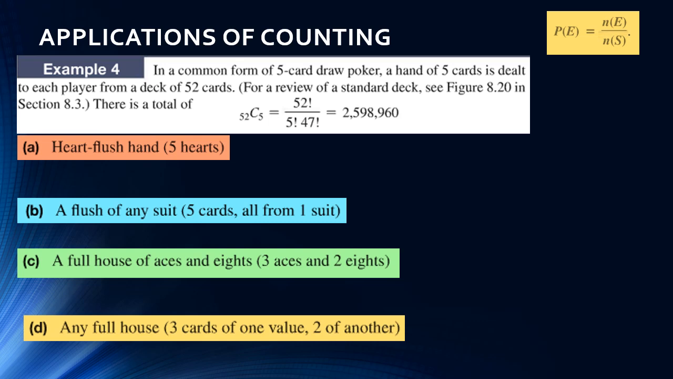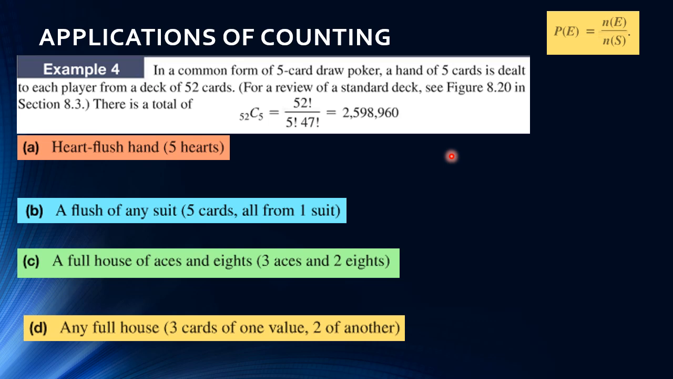So in a common form of 5-card draw poker, a hand of 5 cards is dealt to each player from a deck of 52 cards. There is a total of the combination of 52 things taken 5 at a time, or 2,598,960 different possible outcomes for picking 5 cards from a deck. That is, of course, the number of different hands that we could have, or the sample space. Okay?